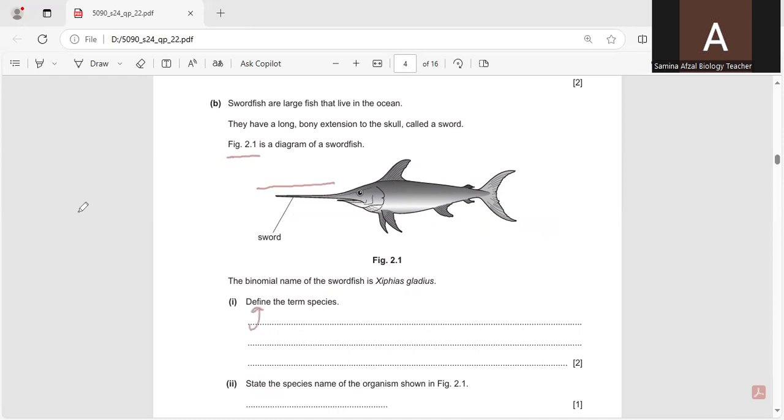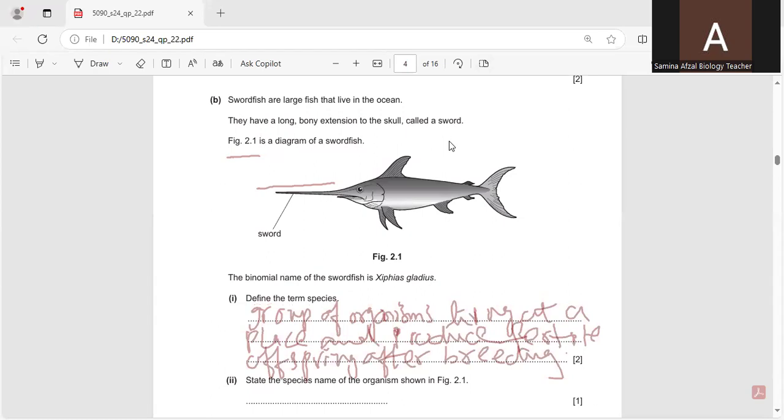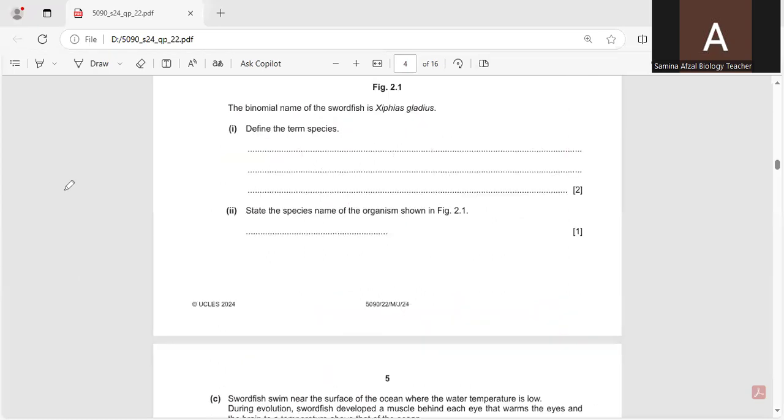Species are the group of organisms living at a place and produce fertile offspring after breeding with one another. So this is the definition of a species.